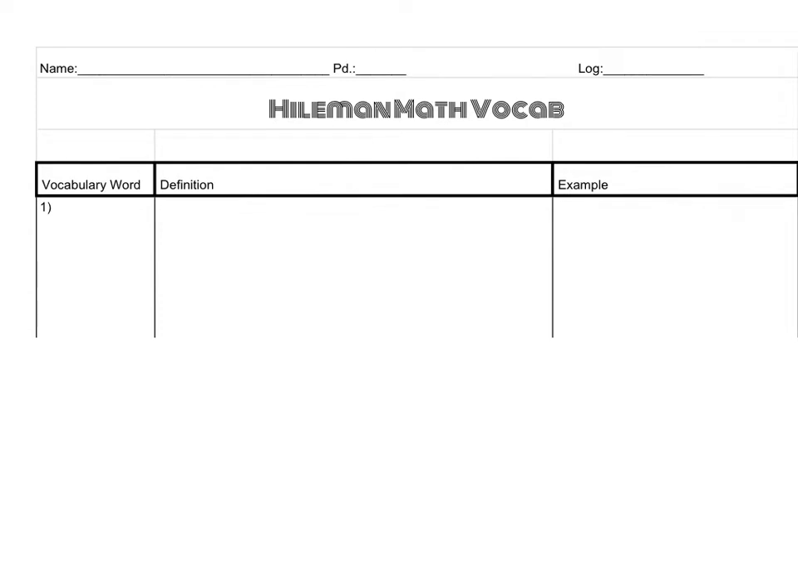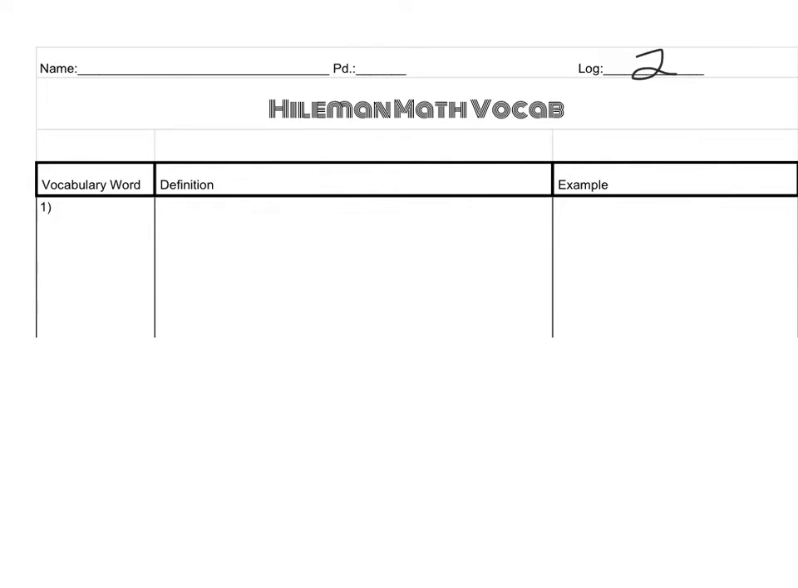This is log number 2 and you will be turning this in for a grade. So make sure you've got all the words down as well as all the examples. We're going to be doing 6 vocabulary words, but we are going to use 7 spaces because number 2 is going to take up 2 different spaces.